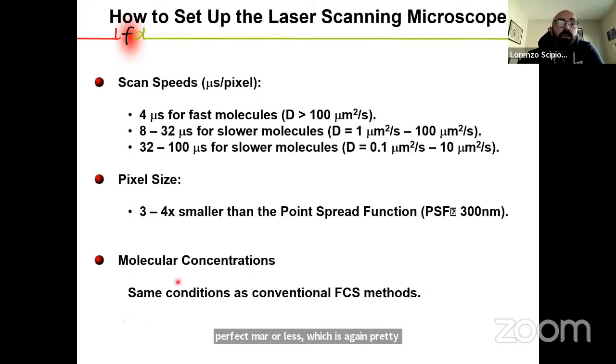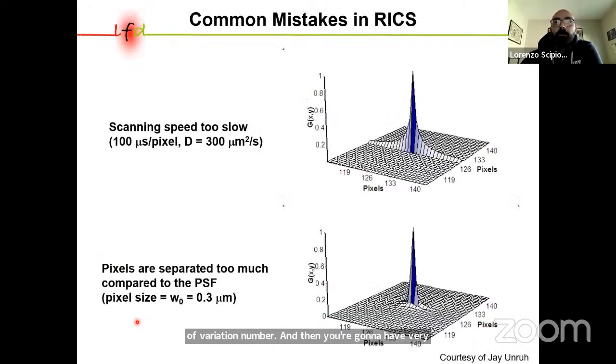In terms of concentration, it is the same as for FCS. In some cases, the lower the better, because you have higher fluctuation if you have fewer molecules, although you don't want too few molecules, otherwise you're going to have a lot of variation in the number, and then you're going to have very few photons for statistics.